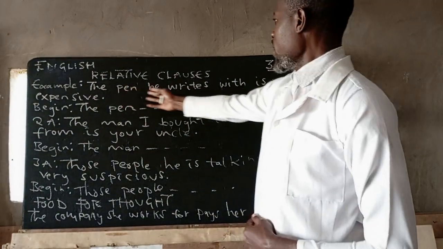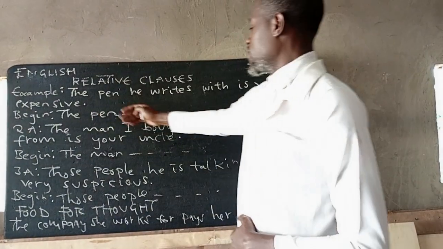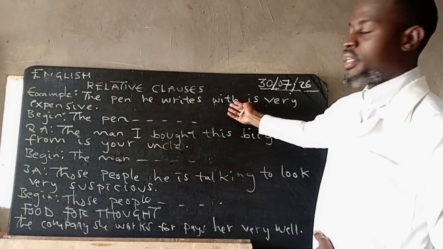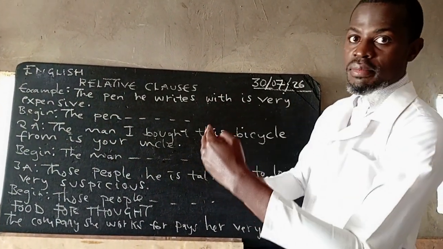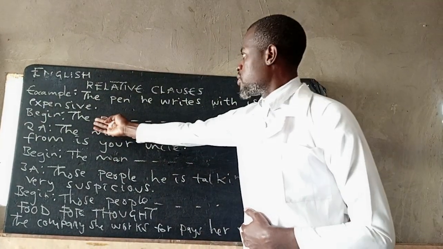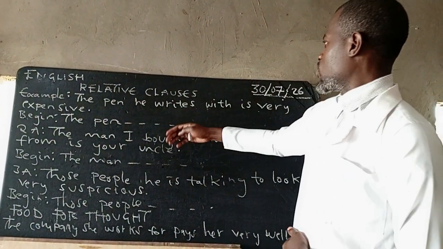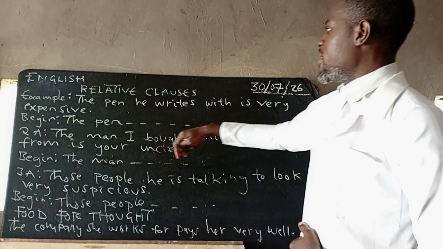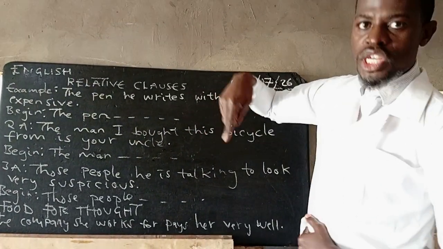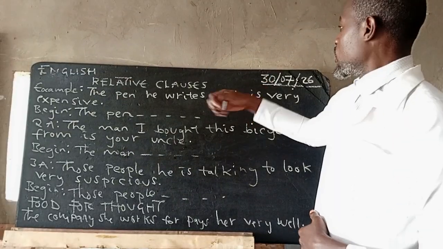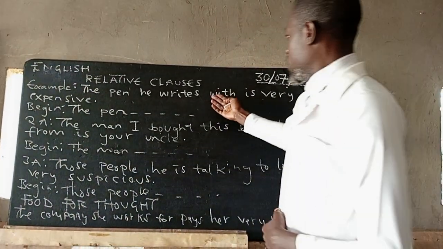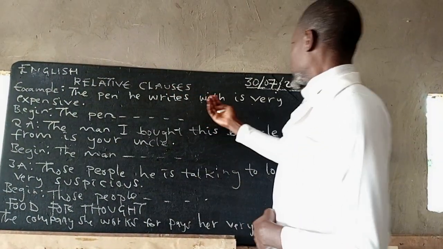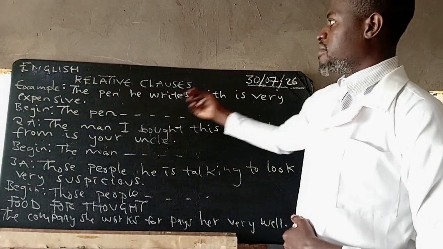Example number one: The pen he writes with is very expensive. So the pen there is the noun or subject, then he writes with. With is a preposition. So I'm saying today we are using a preposition before a relative pronoun. They were told to rewrite starting with the pen. So when you identify the preposition, things are easy for you. The answer will just be: the pen with which. Remember, which is a relative pronoun we use. So we use this preposition before the relative pronoun which. So: the pen with which he writes is very expensive.